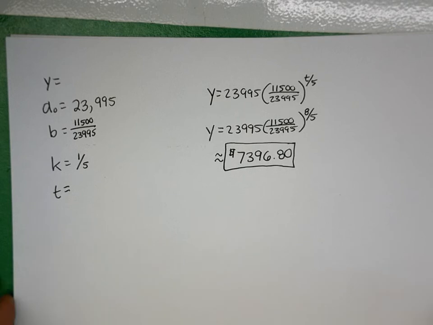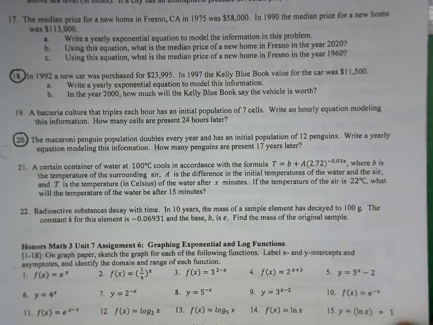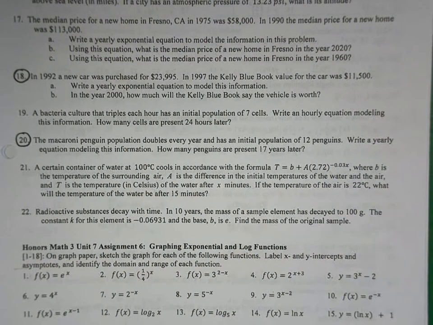One more here, number 20. If you haven't already, pause the video, give this one a shot, restart it when you're ready. Number 20 talks about a macaroni penguin population. The macaroni penguin population doubles every year and has an initial population of 12 penguins. Write a yearly equation modeling this information. How many penguins are present 17 years later?